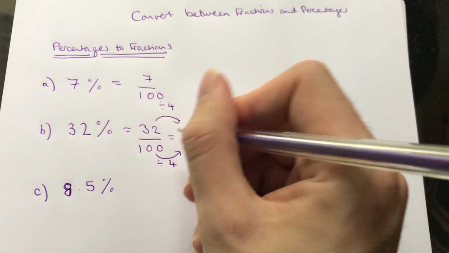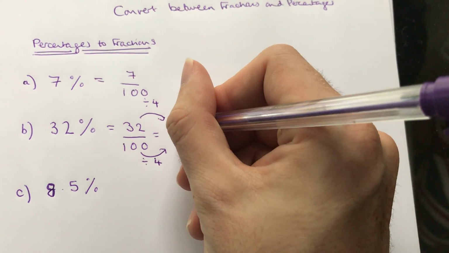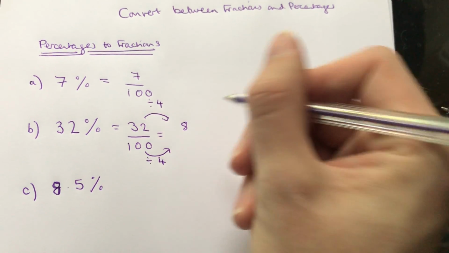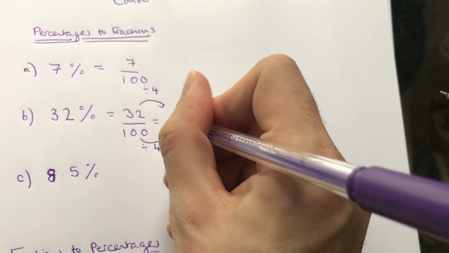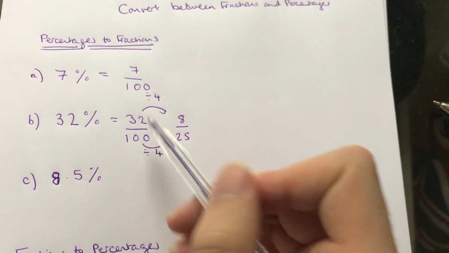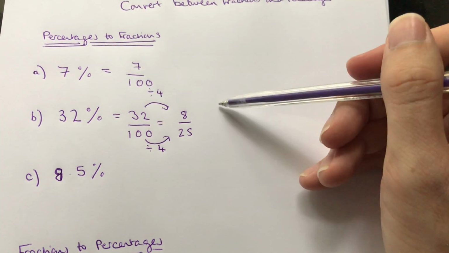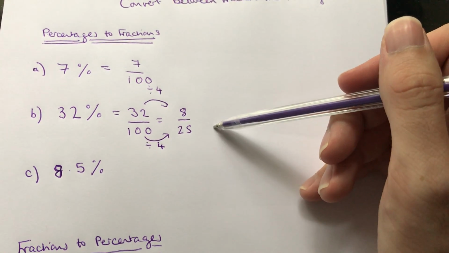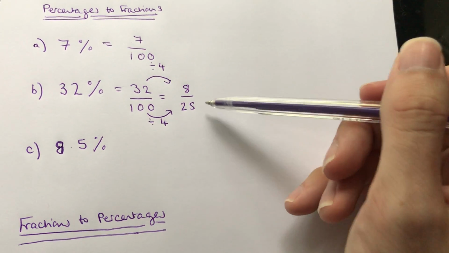So 32 divided by 4 equals 8. And 100 divided by 4 equals 25. So I divided the top and the bottom, the numerator and the denominator, by 4, and I got 8 over 25. This is in its simplest form, so this is what we leave our answer as.